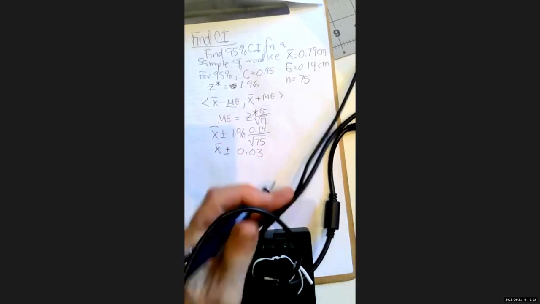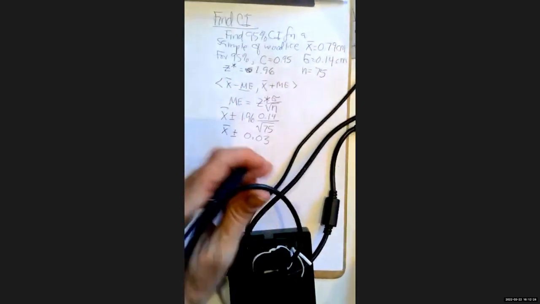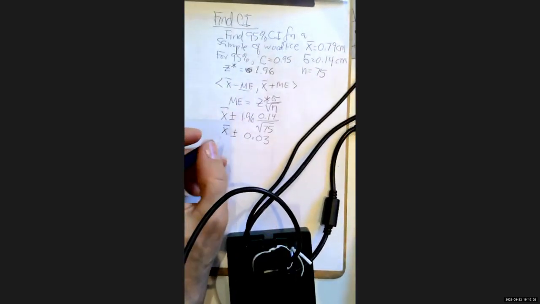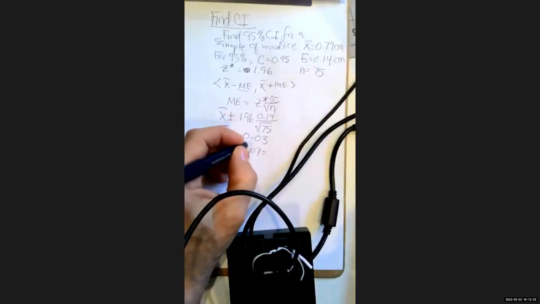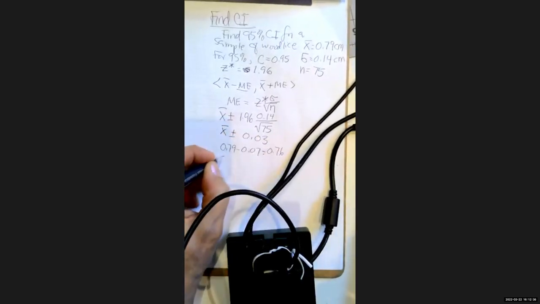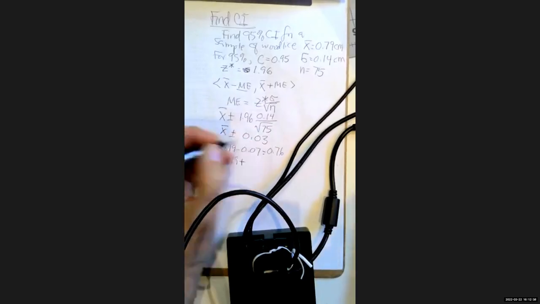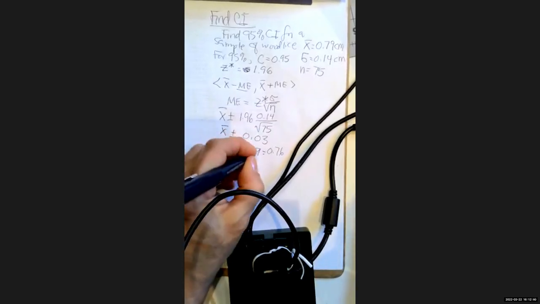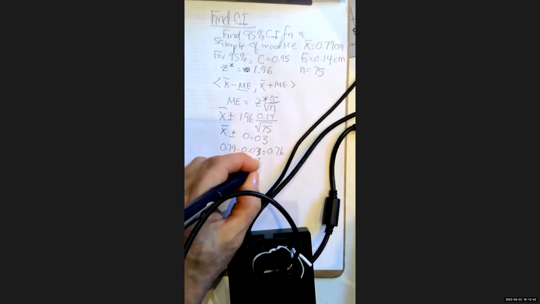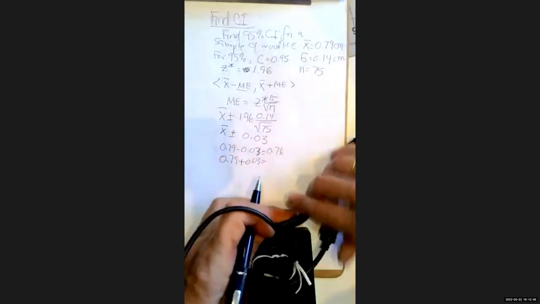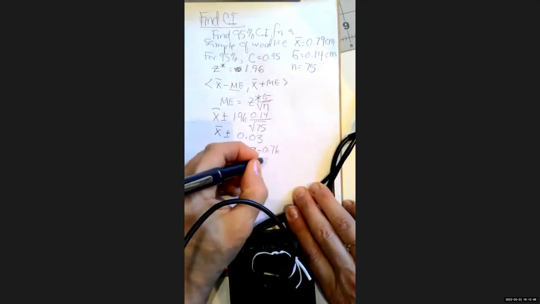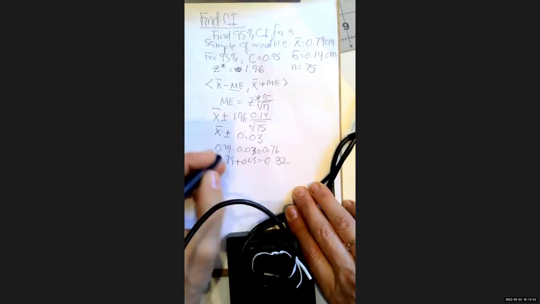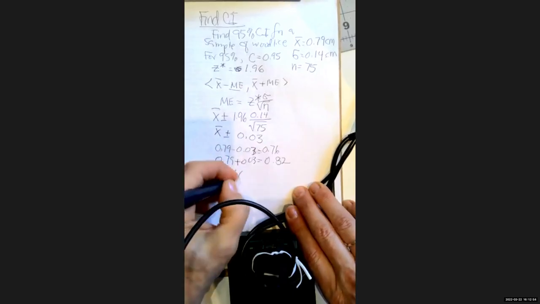0.03. So the endpoints of my confidence interval are going to be the mean 0.79 minus 0.03, which equals 0.76, and 0.79 plus 0.03, which equals 0.82, and I'm going to write my finished answer.